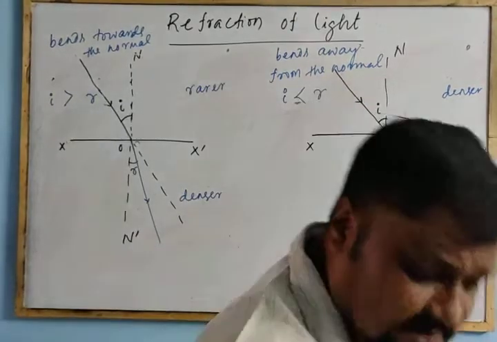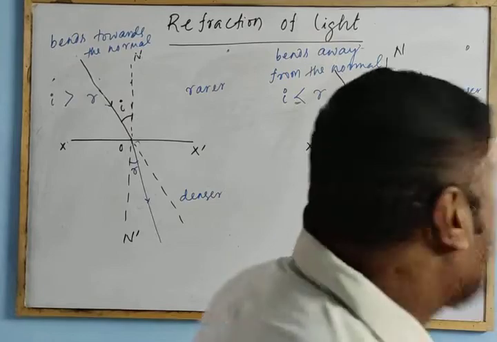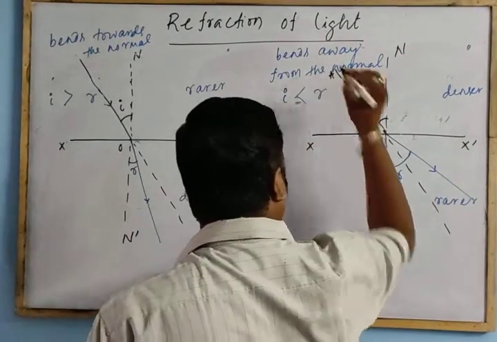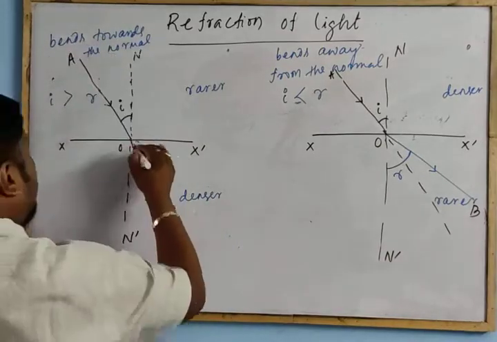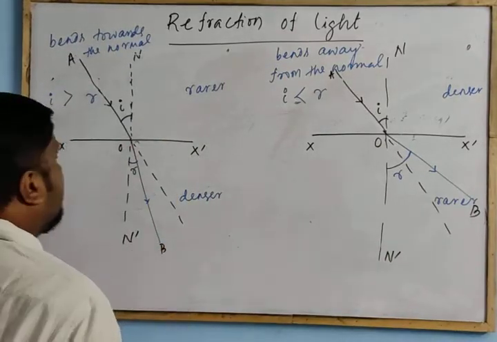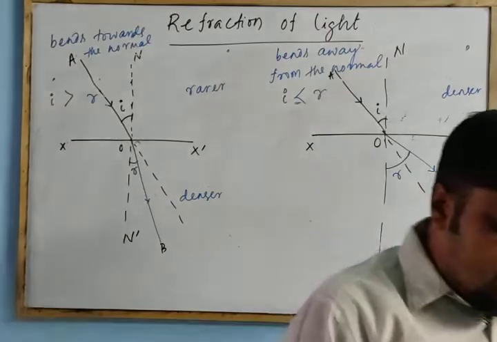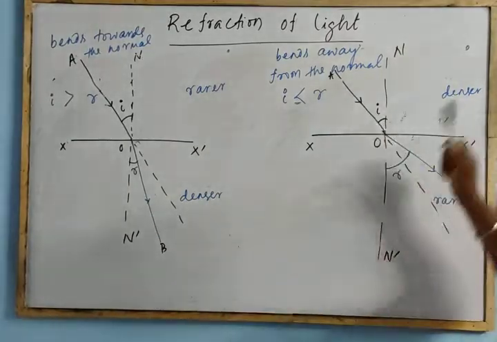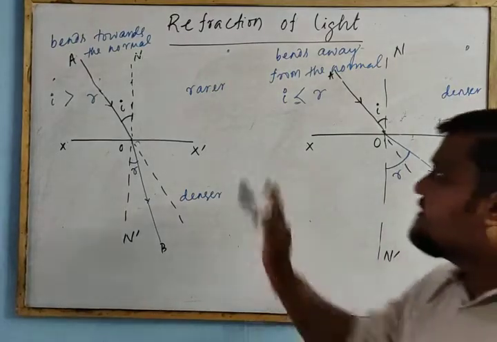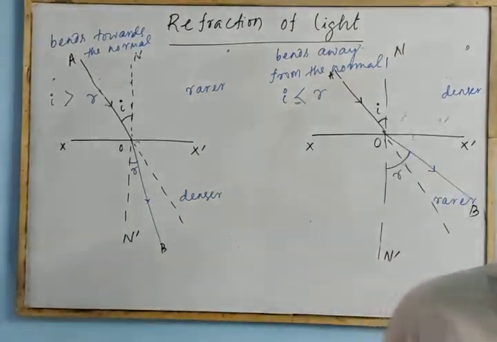And how this occurs, you know that. The incident ray in both the cases is AO, and OB is the refracted ray. And this is the angle of refraction. So this is the refraction when a ray is traveling from rarer to denser or from denser to rarer. That you should remember. Clear?